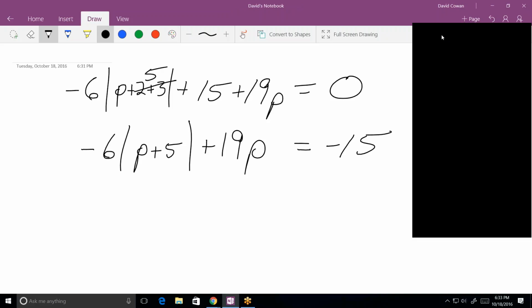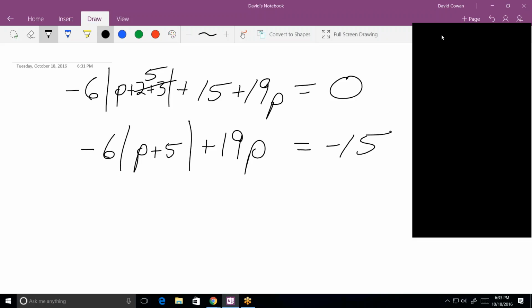So we could add the 6 to both sides? Thinking, no, that negative 6 is a multiplier. So I could divide both sides by minus 6. So we distribute it? No, you can't distribute in absolute value. You can't take that minus 6 and put it inside.